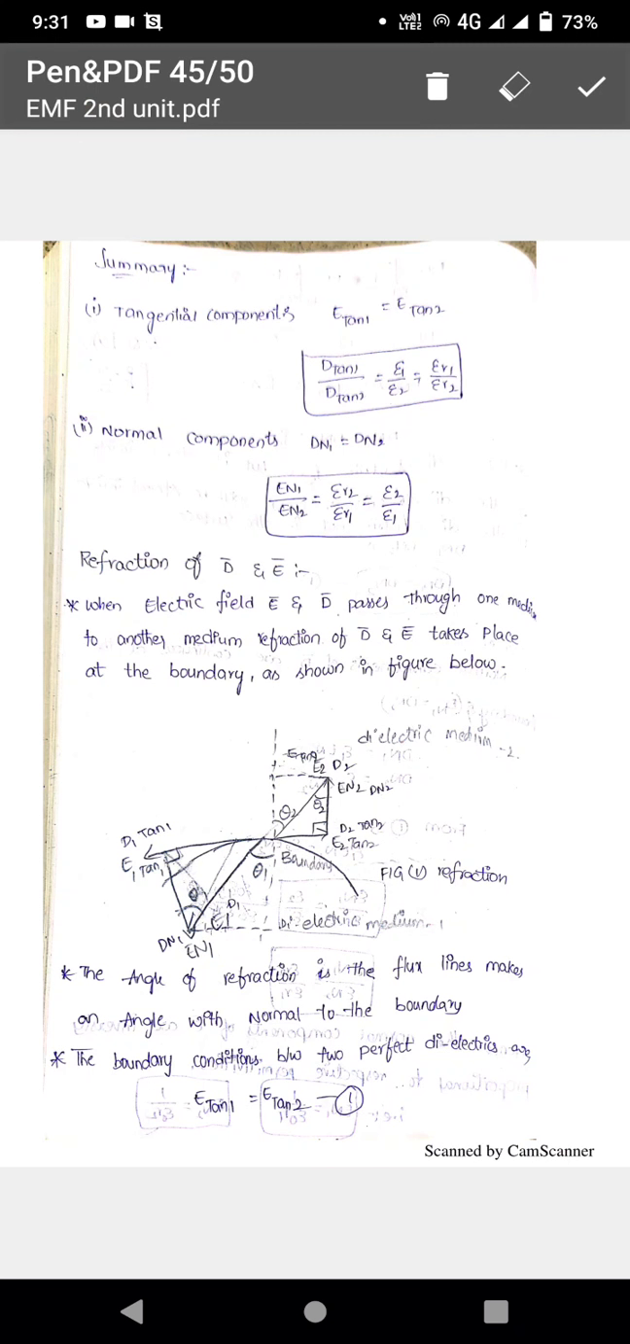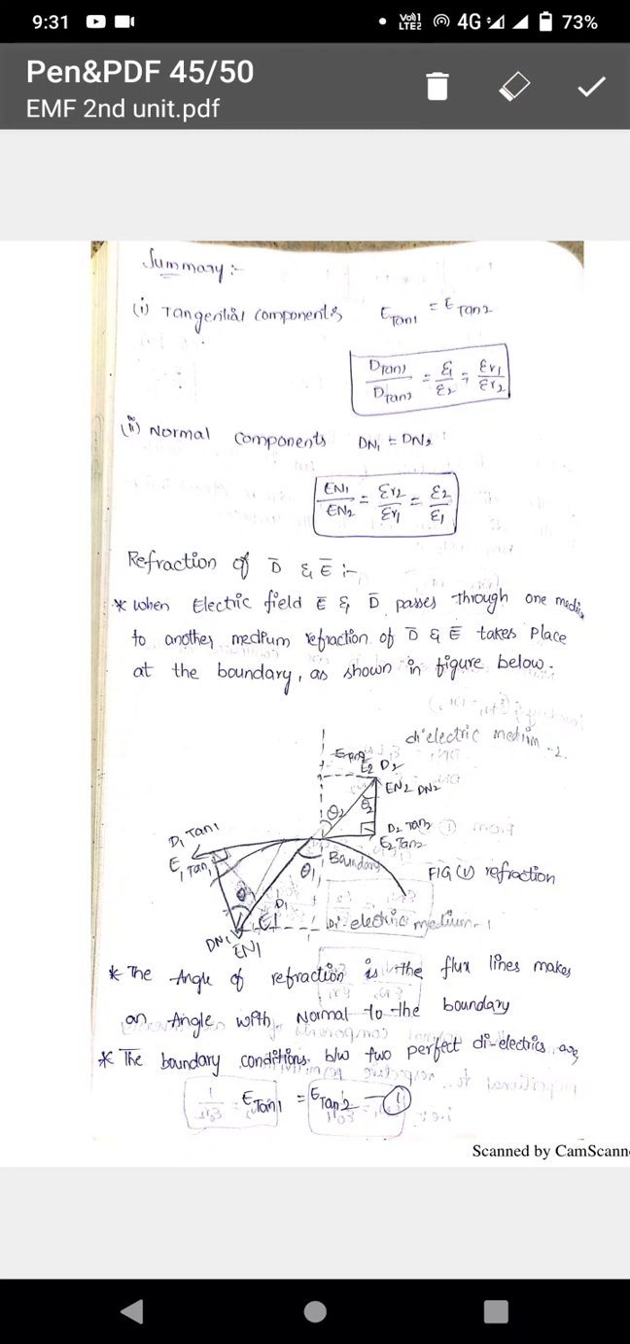Good morning, all. In the previous class, we discussed the boundary conditions between two perfect dielectrics. These are the relations we derived in the previous class. Now we go for refraction of D bar at the boundary.